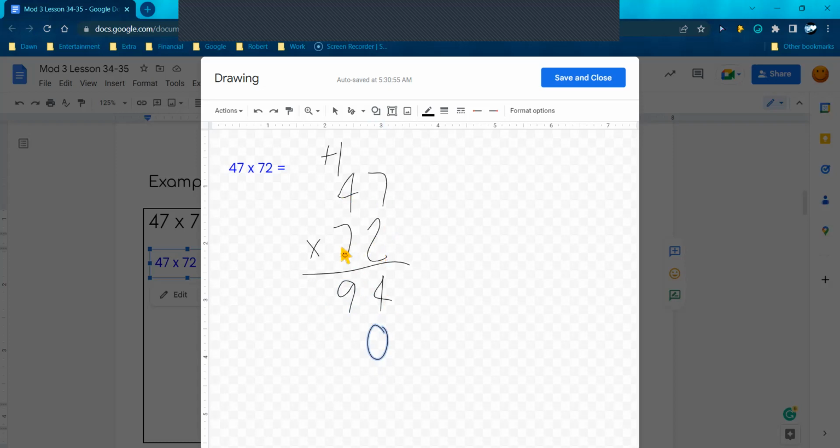Now that I've done this one, it's time to do this one. That's the reason I placed the 0. So 0 times all this is 0. Then I go to the 7. 7 times 7 is 49. So I'm going to drop my 9 here. I need to carry my 4. I don't have room, so I'm just going to turn my 1 into a 4. 7 times 4 is 28, plus 4 is 32.